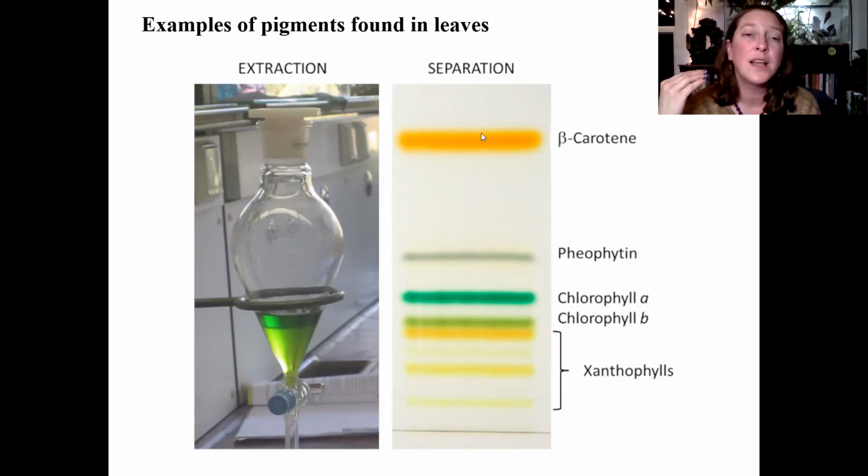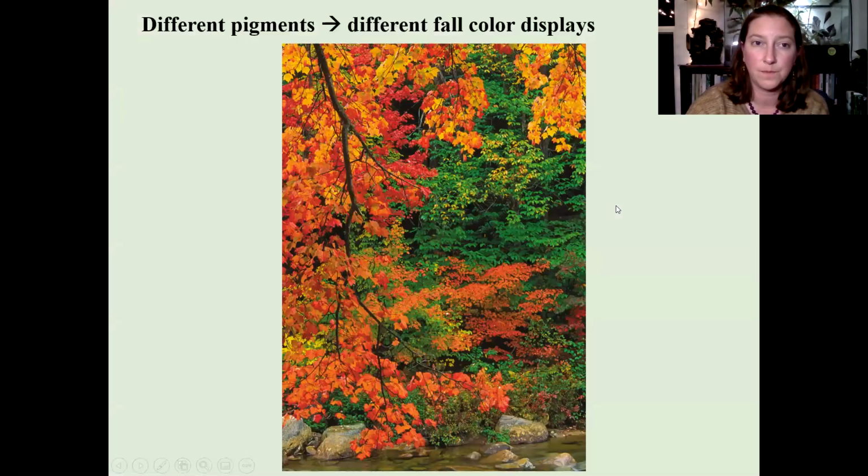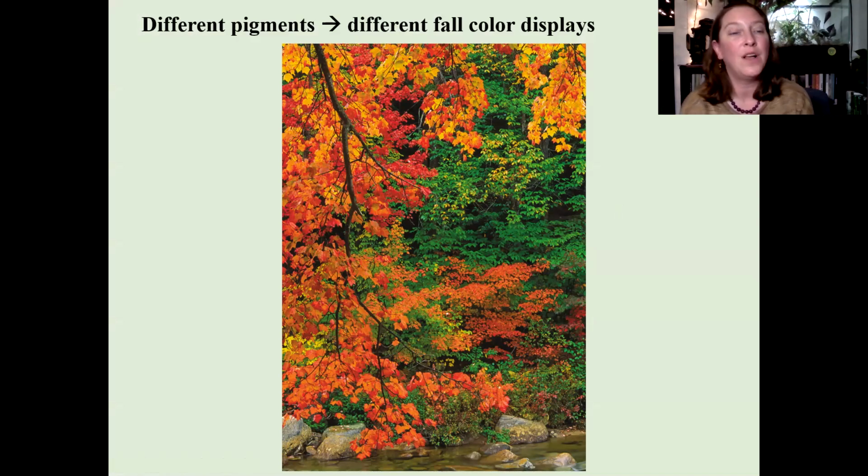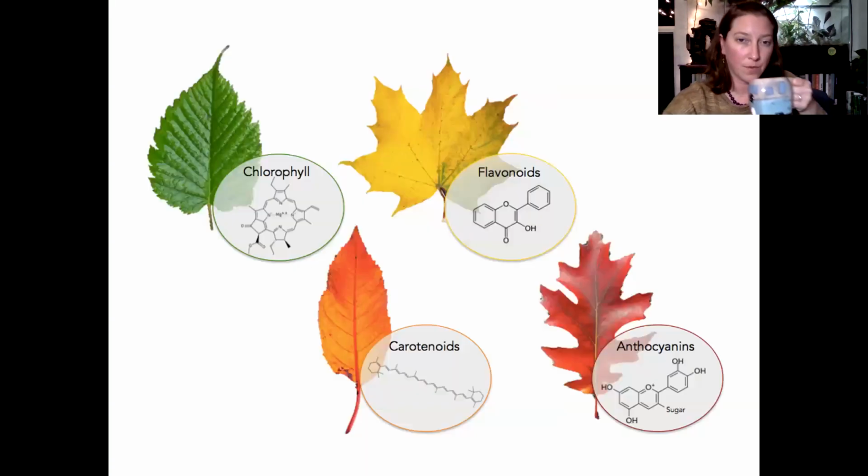But the point is, green is the main pigment in leaves, particularly chlorophyll A and B, but there are also other pigments in leaves. And the time of year where you might notice that the most is during fall, right? During fall, those different pigments that I was just talking about and others are why different species of trees turn certain colors in the fall.